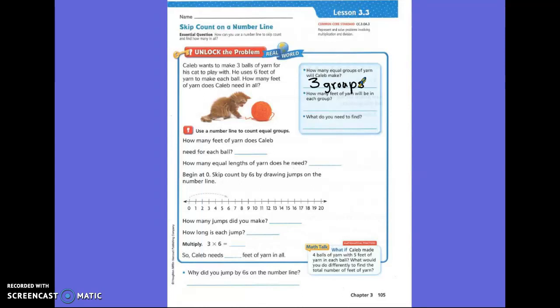How many feet of yarn will be in each group? How many feet of yarn would he want for each ball? Wyatt? 6 feet.